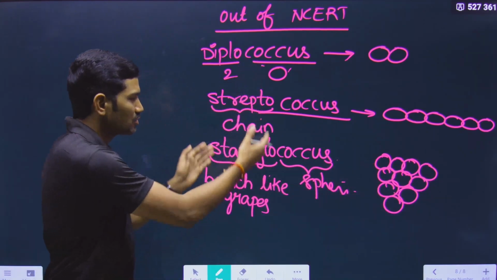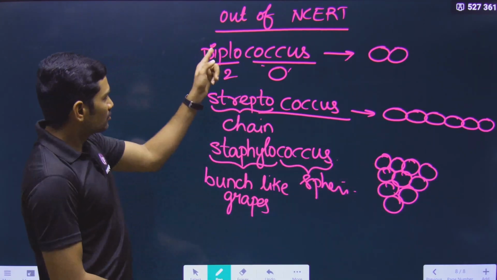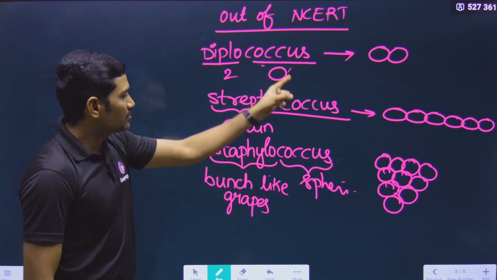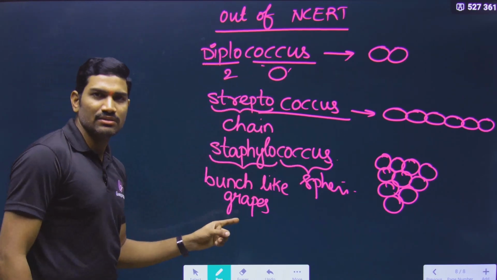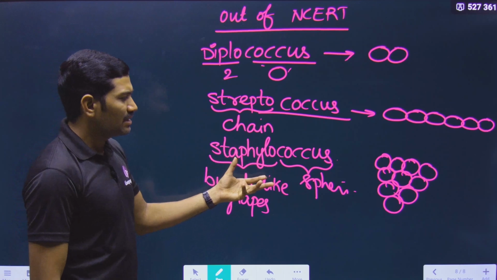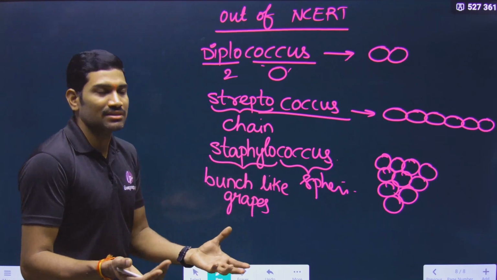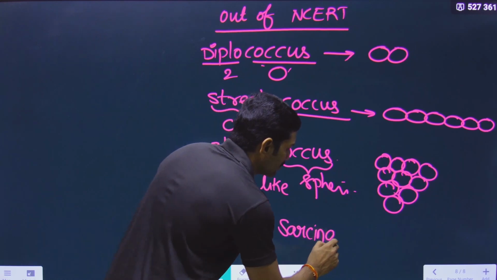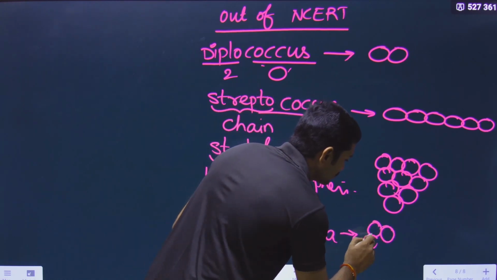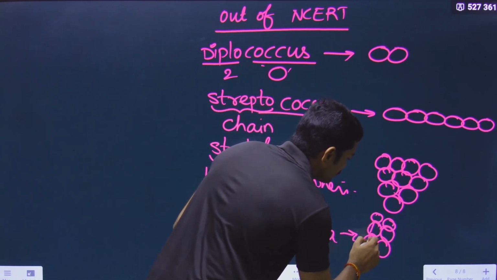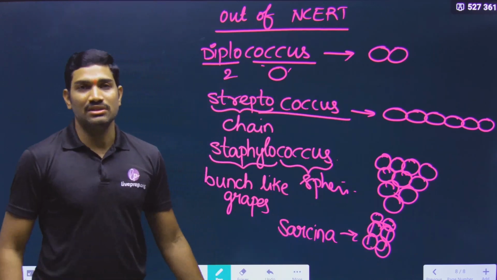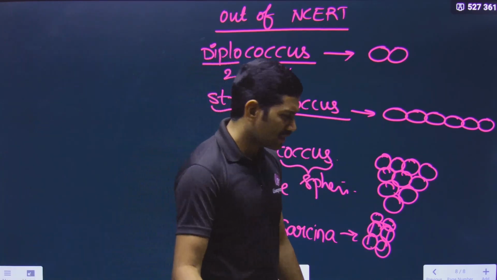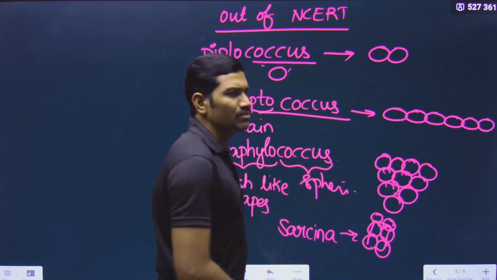So based on the type of arrangement, these names are given. This is based on the shape, and this is based on the arrangement. Understood or not? Whereas some bacteria form three-dimensional structures. In that case we use a word called sarcina. Here they are arranged like this, in three-dimensional structures. Different names are there, but anyhow these names are not that important.